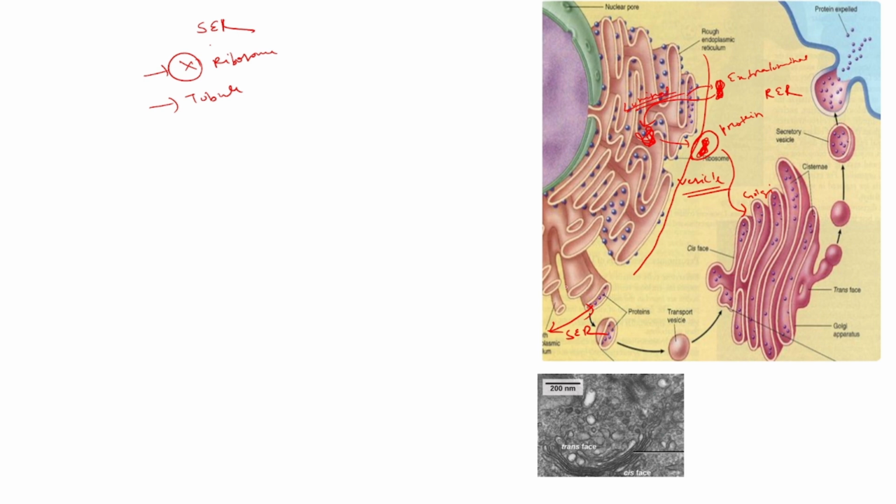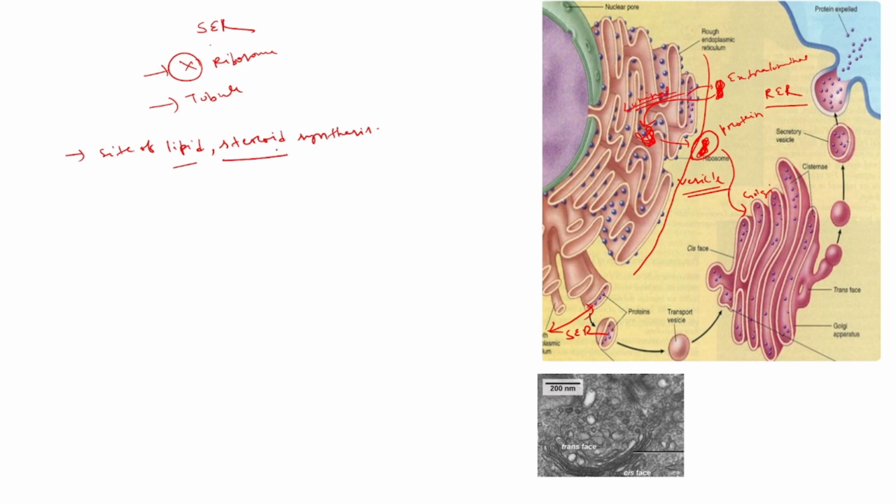So what is the main function of the smooth endoplasmic reticulum? It is the site of lipid synthesis, lipid as well as steroid synthesis. So that means the rough endoplasmic reticulum helps in protein synthesis, and the smooth endoplasmic reticulum helps in lipid synthesis, or lipid and steroid.